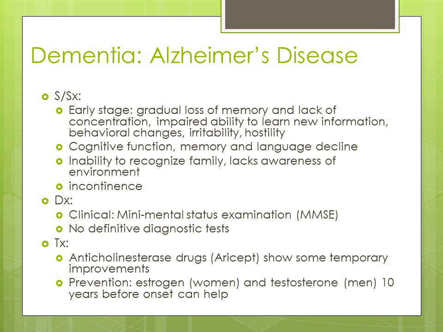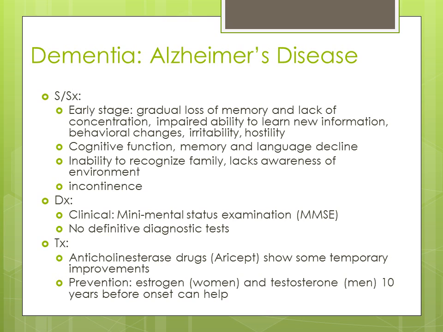Symptom-wise, very early on, they're just going to have a gradual loss of memory and lack of concentration. They may have an impaired ability to learn new information, and frequently they'll have behavioral changes that may include irritability and hostility. Their cognitive function, just general memory and language, declines, and eventually they'll have difficulty even recognizing family, and they will stop really being aware of their environment. And then they may also develop some incontinence. They just don't have the awareness of their body that they used to.